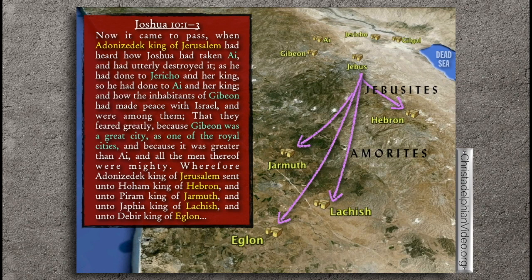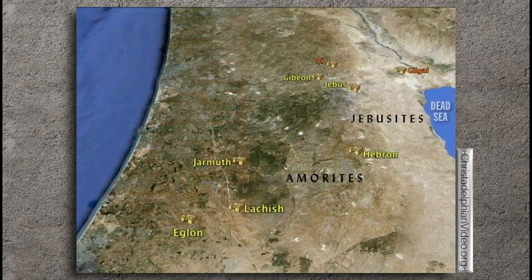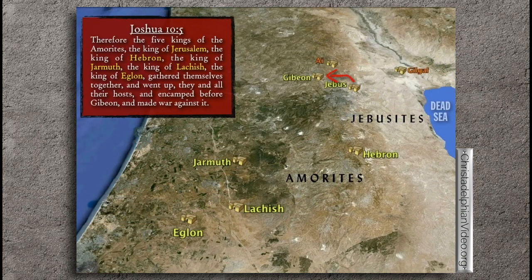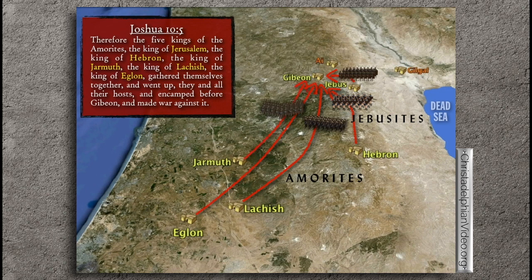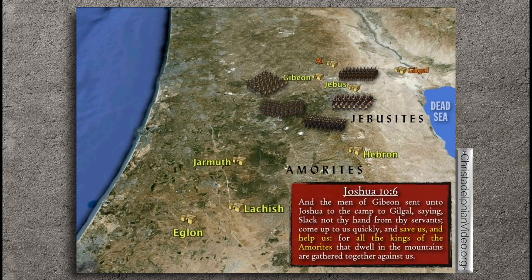There was a stronger city than Ai, and a royal city, and they were mighty men of war. They've all caved in. So we need now to make an alliance in the south, and that's exactly what he does. And so these guys all sent. In Joshua chapter 10 and verse 5, therefore, the five kings of the Amorites, the king of Jerusalem, the king of Hebron, the king of Jarmuth, the king of Lachish, the king of Eglon, they come and they gather themselves together against Joshua.